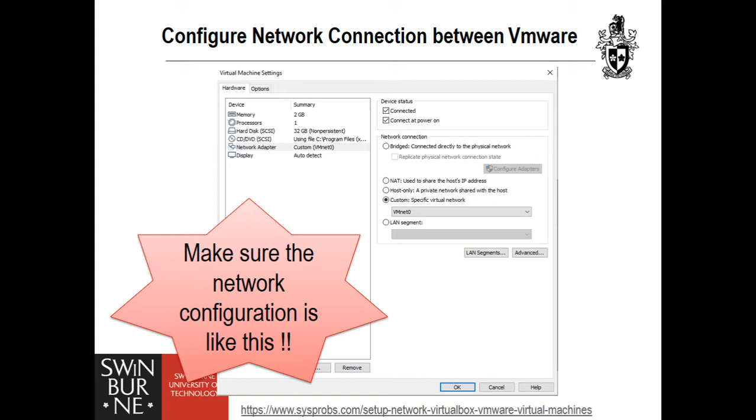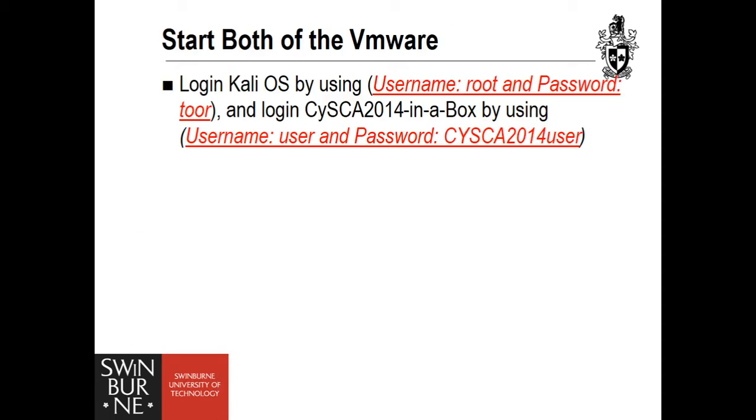Okay, as I mentioned before, in this session we'll make internal network connectivity between VMware, between Kali OS and COS30015 2014. So we just make sure the configuration of network connection for both of the VMware is exactly like this. Okay, so after setting up and downloading everything, you may start both of the VMware.